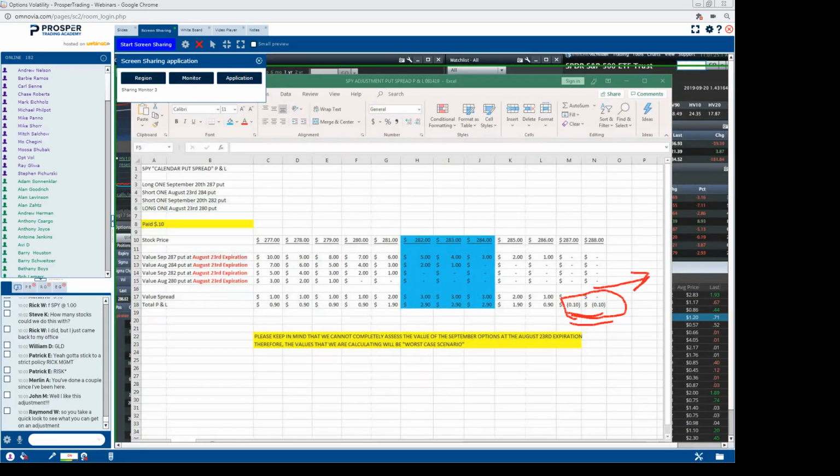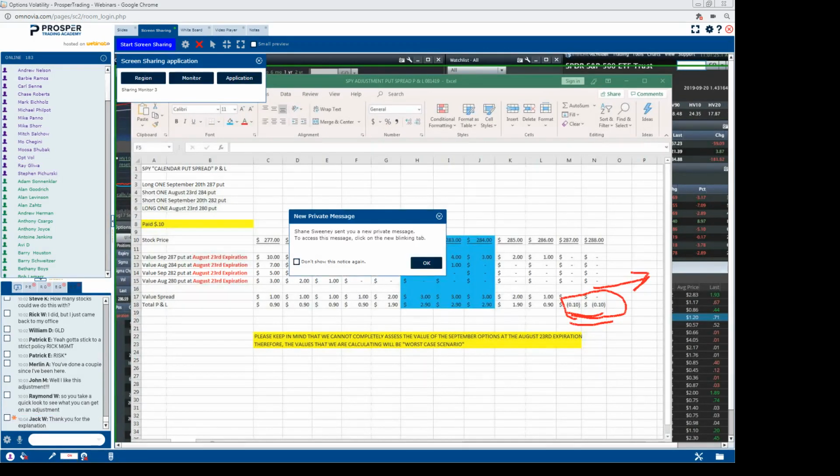Okay, I know this may be a bit confusing. I'm trying to make it as clear as possible. And I'm hoping that this does that. And we will continue to monitor this.